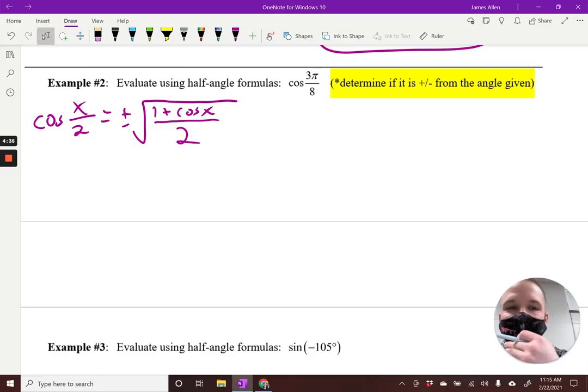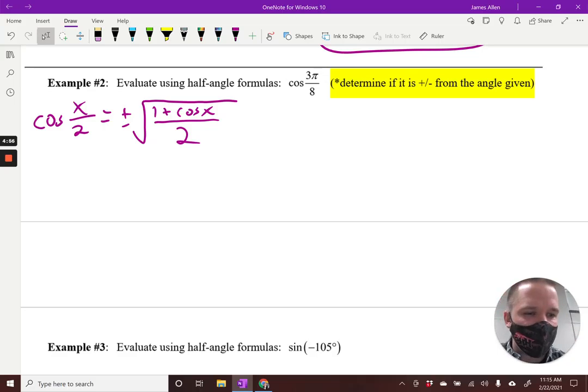All right. So we've got our cosine half angle formula. Now, I want you to take a look at what's highlighted in yellow there. It says determine if it is positive or negative from the angle given. Not whether or not that angle is positive, but what quadrant it lies in. 3 pi over 8 lies in the first quadrant, so it is going to be positive, okay? Cool, wonderful.